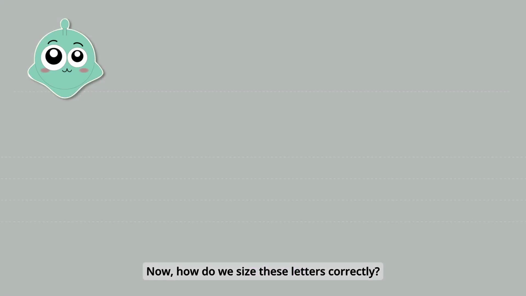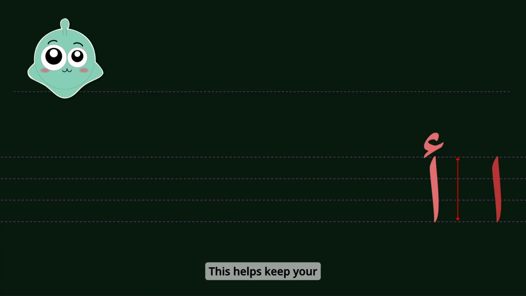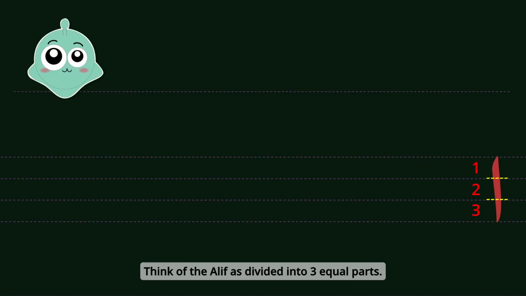Now, how do we size these letters correctly? There's a simple trick. Use the alif stick as a visual reference. You don't have to draw it, just imagine it next to your letters. This helps keep your writing balanced and consistent. Think of the alif as divided into 3 equal parts. That guide gives you reliable proportions without needing exact measurements.